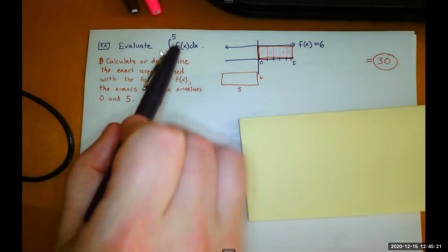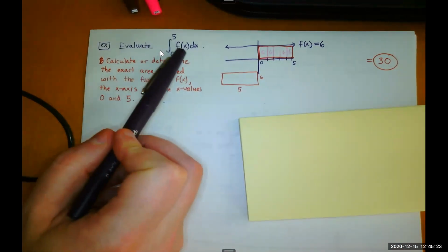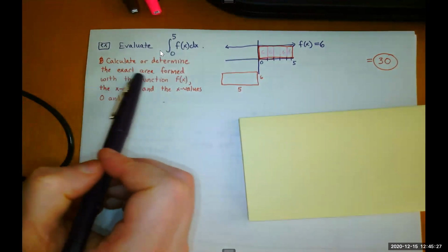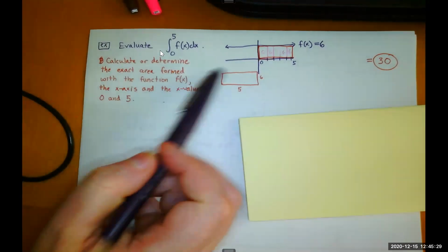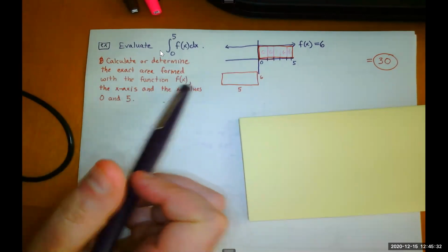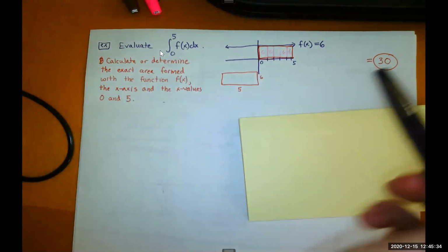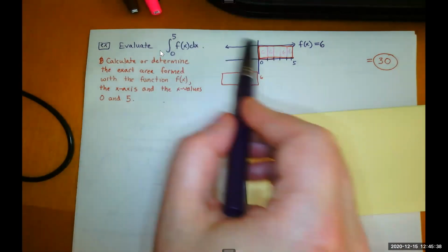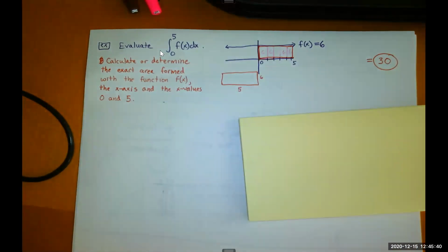So the definite integral from 0 to 5 of f of x dx, so find or calculate the exact area formed by the function f of x, the x-axis, and the x values 0 and 5, has a value of 30. How come? Because this is represented by a rectangle with base 5 and height 6. Again, not drawn to scale.